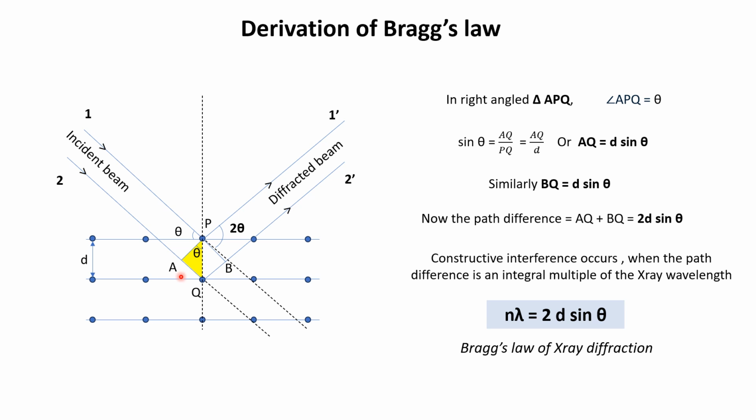So what did we get? n lambda equals 2d sin theta. This is Bragg's law for X-ray diffraction. So that means we will get constructive interference when this equation is satisfied. This equation holds the key for the diffraction analysis in crystalline solids, which we will cover in future.